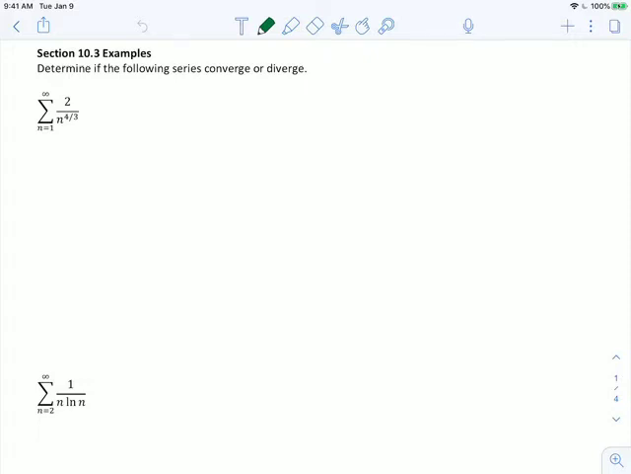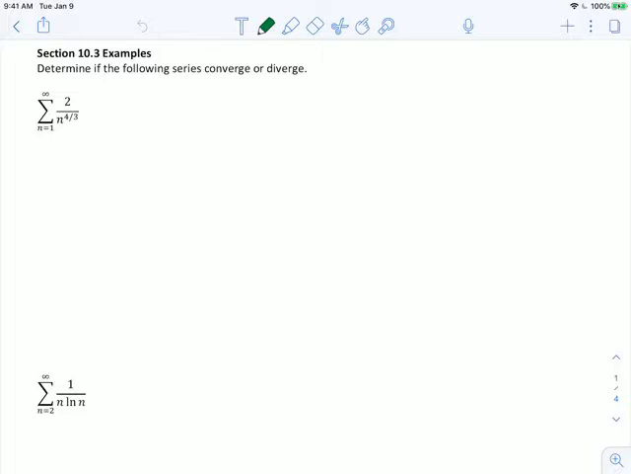Hello, this is the first video covering material out of section 10.3 in our text, where we're talking about looking at convergence and divergence of series with positive terms, specifically the integral test and comparison tests. This video will deal with issues arising from the integral test.